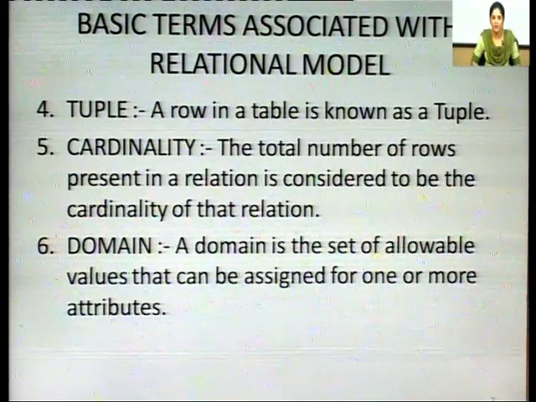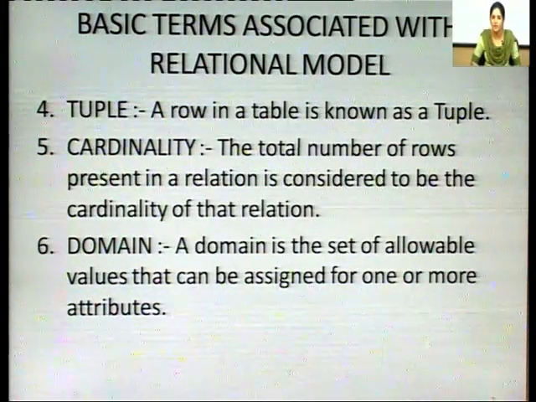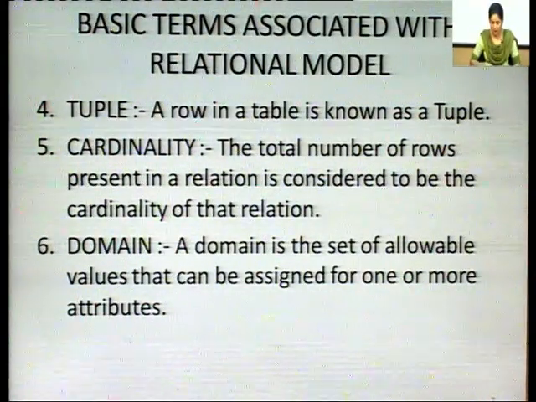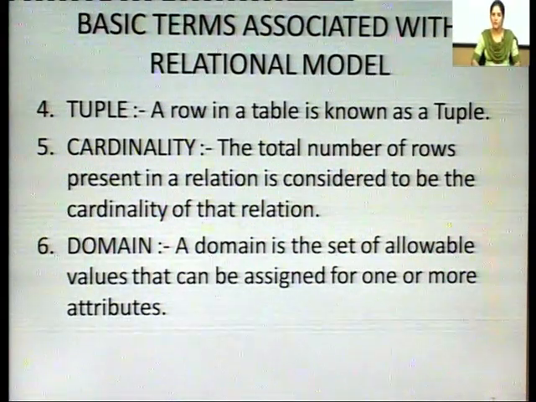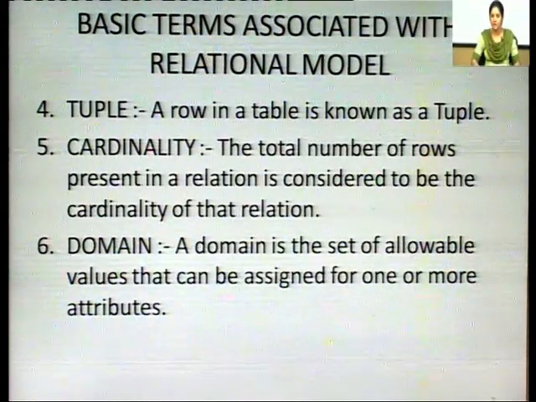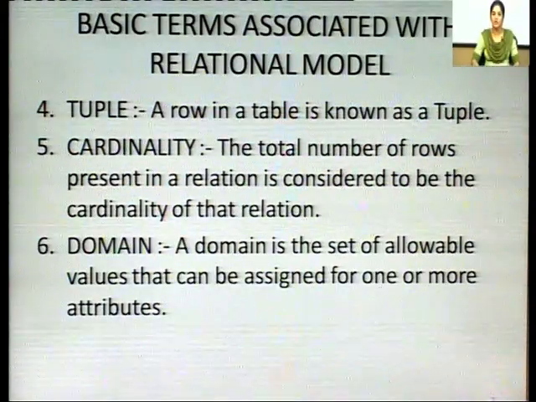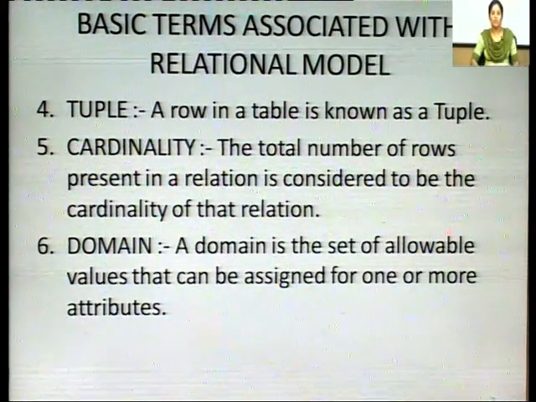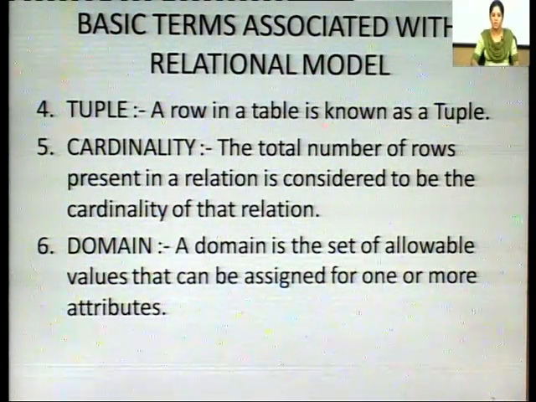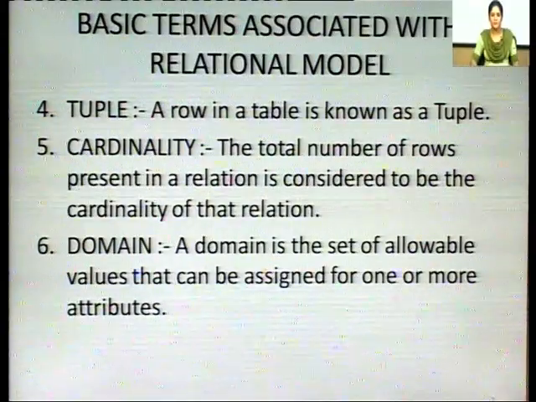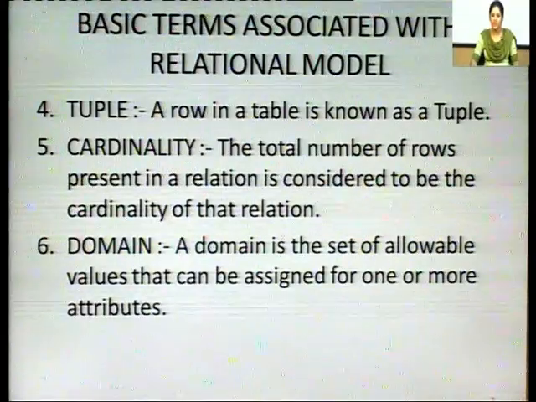Cardinality, next term is cardinality. The total number of rows present in a relation is considered to be the cardinality of that particular relation. Now one thing is noticeable, that the total number of columns or attributes of a relation is known as the degree of that relation, but the total number of rows present in a relation is the cardinality of that relation. So we don't have to confuse these two terms, because they are two different terms in a relational database management system. So cardinality is the total number of rows or records present in a relation.